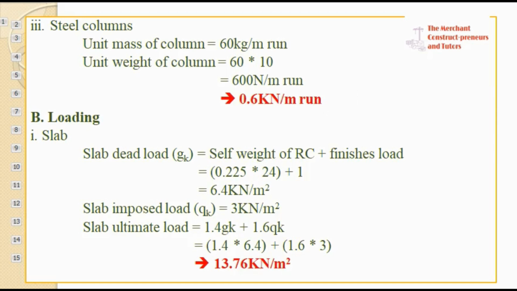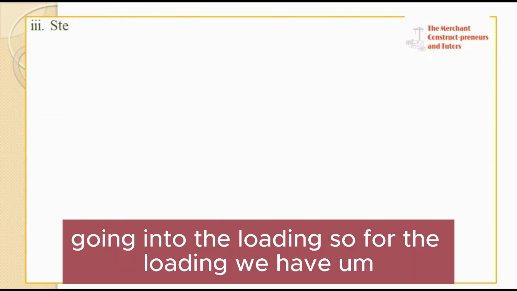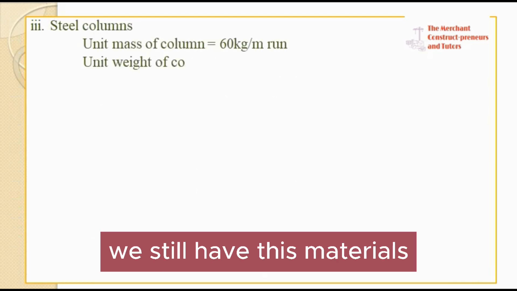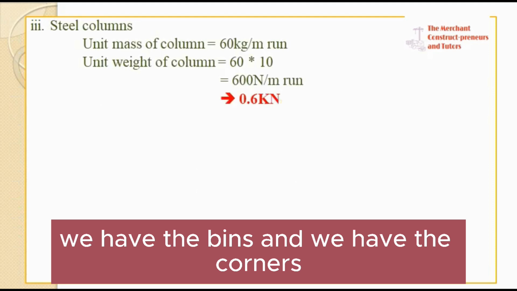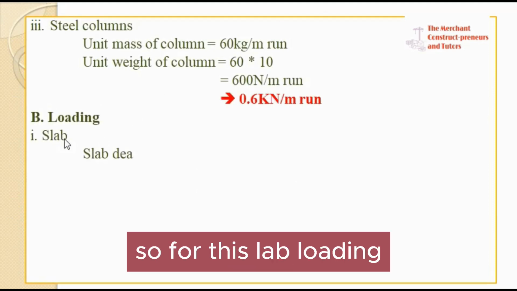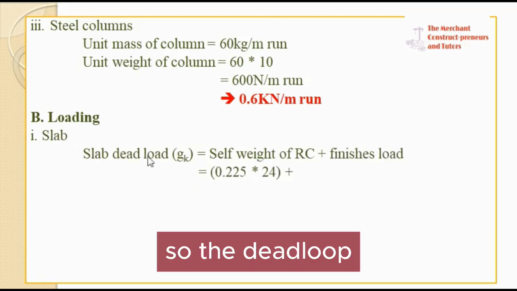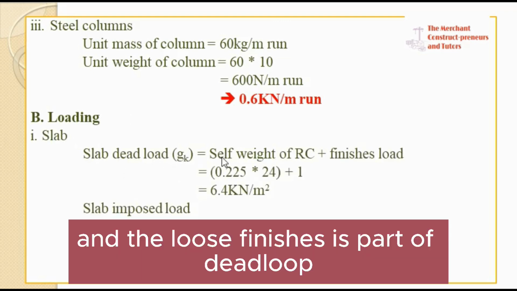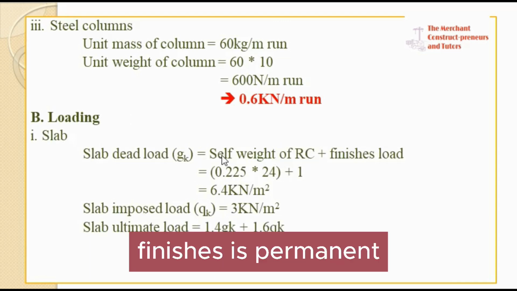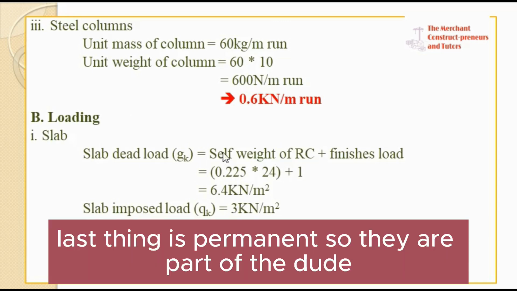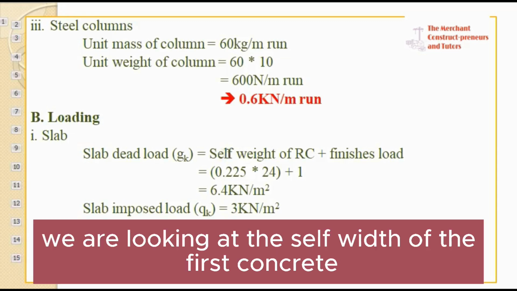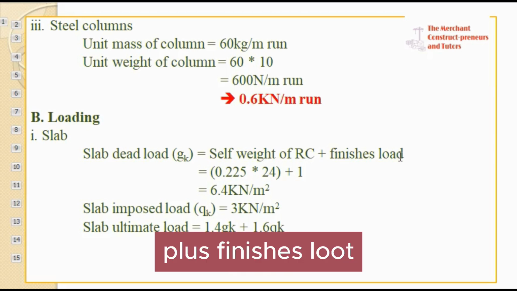Then now we are going into the loading. For the loading, we still have these materials: the slab, the beams, and the columns. We are going to take them one after the other. For the slab loading, we consider dead load and live load. Finishes is permanent. Plastering is permanent, so they are part of dead load. That's why we are looking at the self weight of the reinforced concrete plus finishes load.